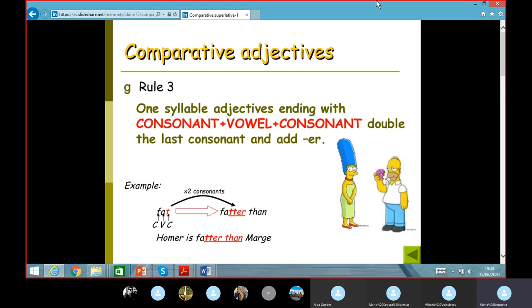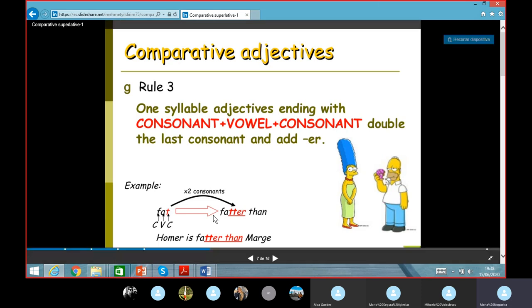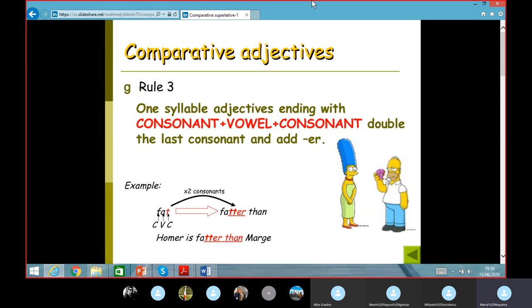Rule 3, when we have in a word, for example, in the word fat, we've got a consonant, a vowel, and another consonant, we're going to double the consonant. So it is going to be fatter than. Fat, fatter than. Homer is fatter than Marge. Homer está más gordo que Marge. ¿Vale? Todo esto es comparar.